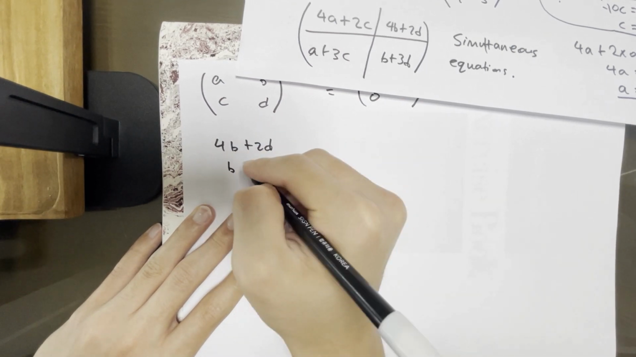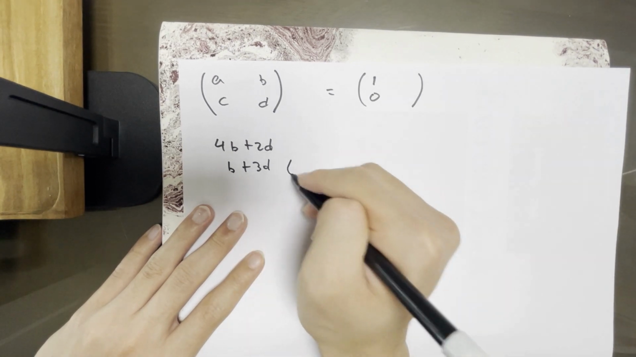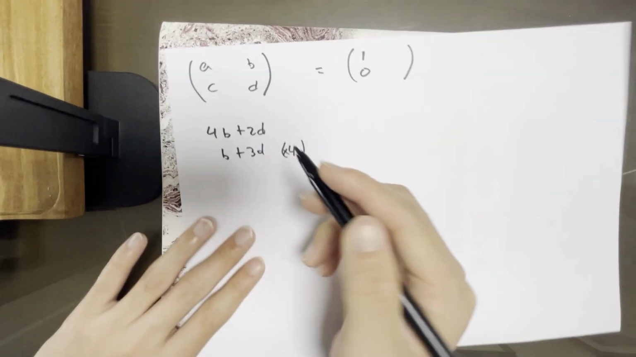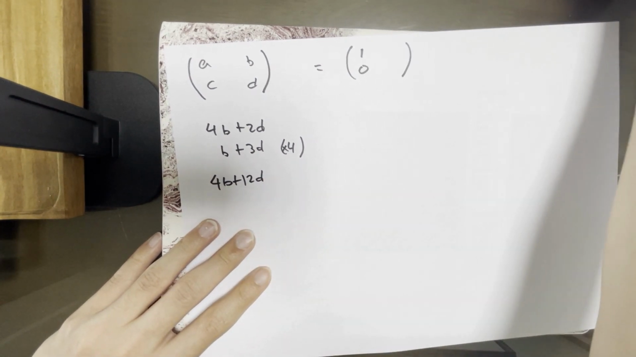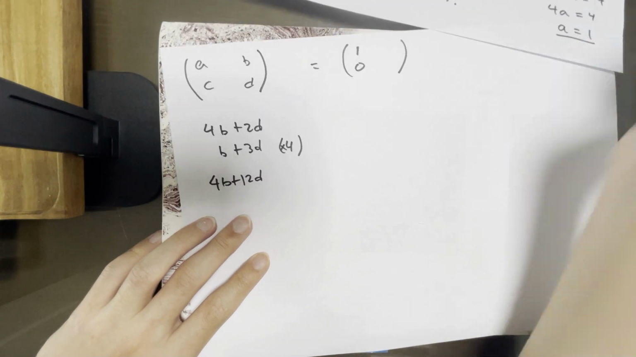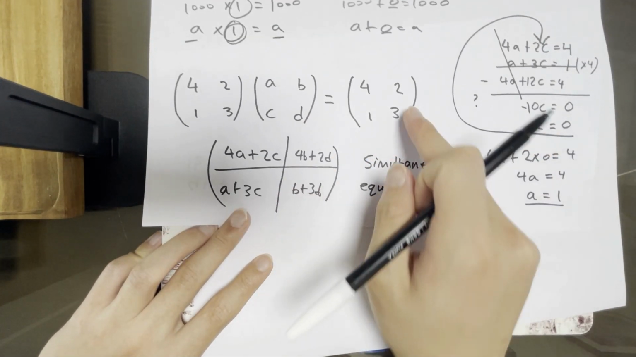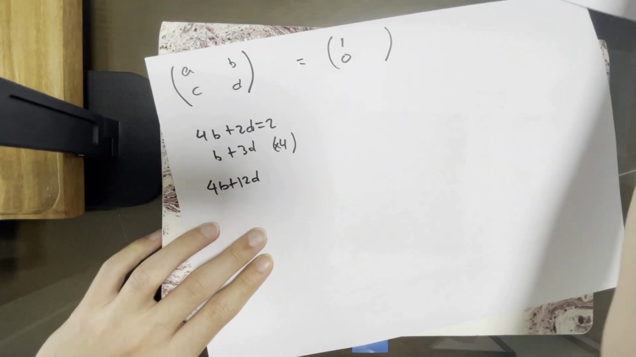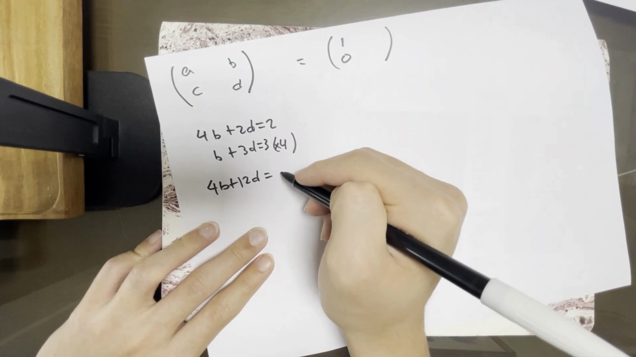And b plus 3d. All right. We can multiply the bottom one by 4, right? That gives us 4b plus 12d. And what are each of these equations supposed to equal? 4b plus 2d should equal 2. And b plus 3d should equal 3. And don't forget to multiply the 3 by 4 as well, so 12.